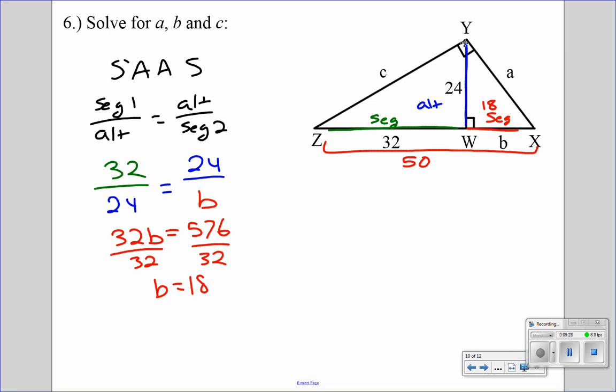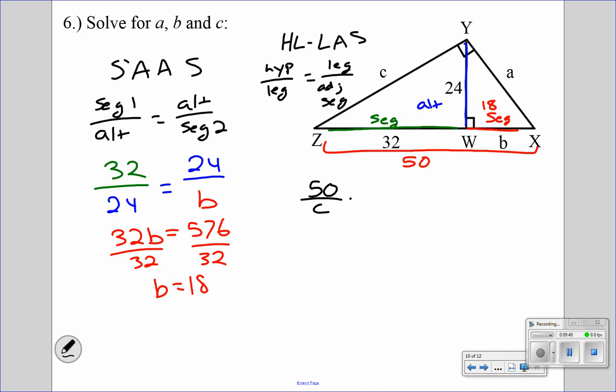So we're going to need to use HLLAS, which is hypotenuse over leg equals leg over adjacent segment. Our hypotenuse is 50. Our leg, we'll solve for C first. C over our adjacent segment. If we're solving for C, our adjacent segment is 32. So C squared equals 1600. Square root both sides. C equals 40.